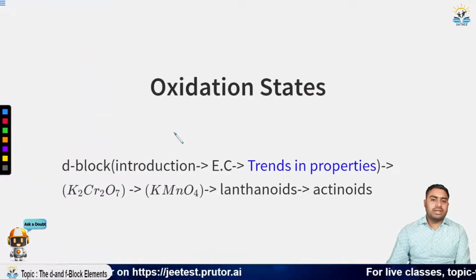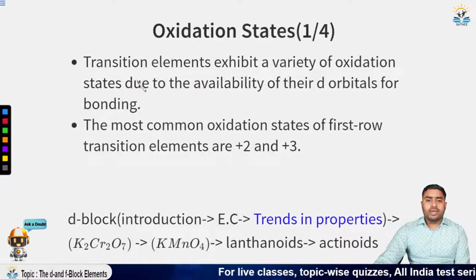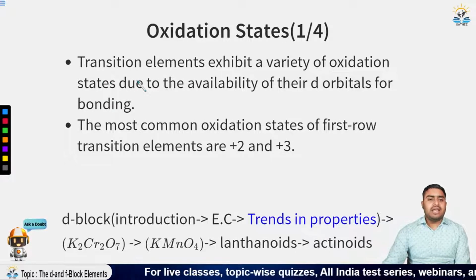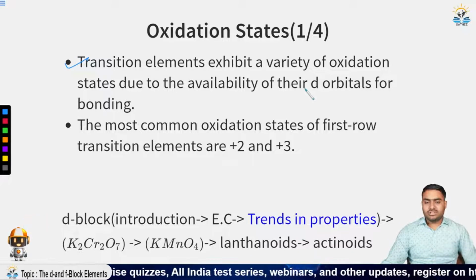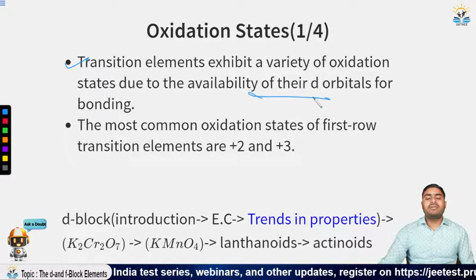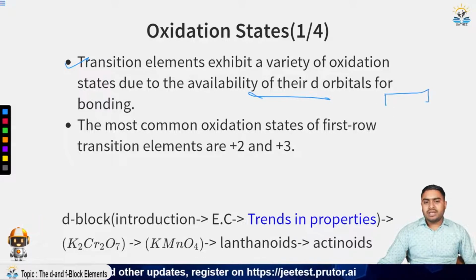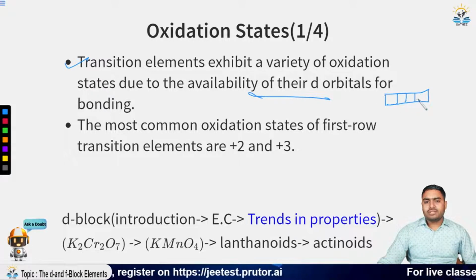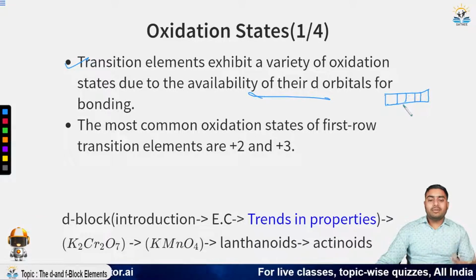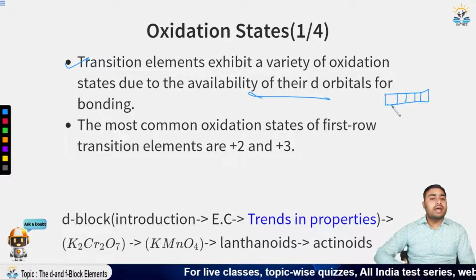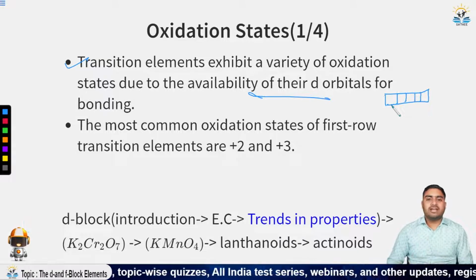Okay, let's move to the next factor, oxidation state. Transition elements exhibit a variety of oxidation states, a range of oxidation states, due to the availability of their d orbitals for bonding. The d subshell has 5 orbitals, as you know very well. So d orbitals can form multiple bonds, which means a range of oxidation states it can show.